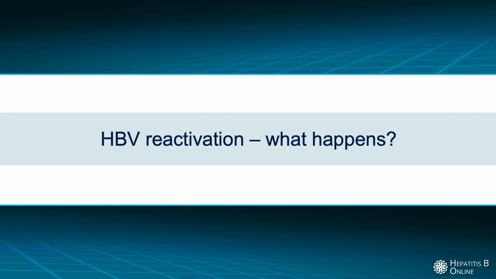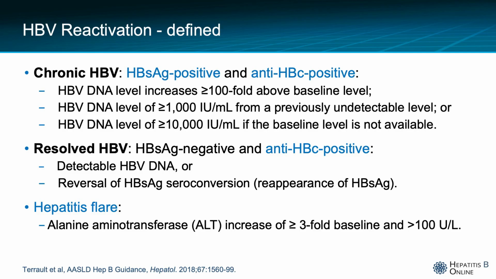For this portion of the talk, I will be referring to hepatitis B serologic markers. To familiarize yourself with these, please review the mini lecture on this topic on our Hep B Online site or our YouTube channel. HBV reactivation occurs primarily in two main groups of individuals: those with chronic hepatitis B infection, who are surface antigen as well as core antibody positive. In these individuals, a 2-log or 100-fold rise in HBV viral level above baseline, or a viral level that rises 1,000 IU per mil or greater from previously undetectable level, or an HBV viral level of 10,000 IU per mil in someone without prior testing counts as HBV reactivation.